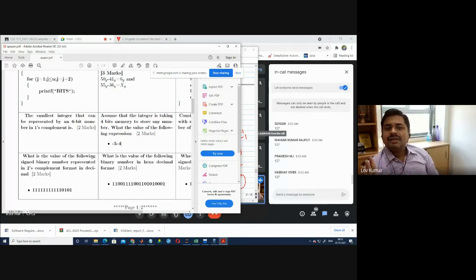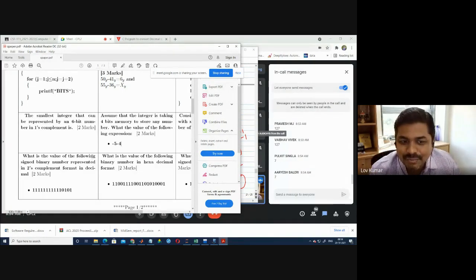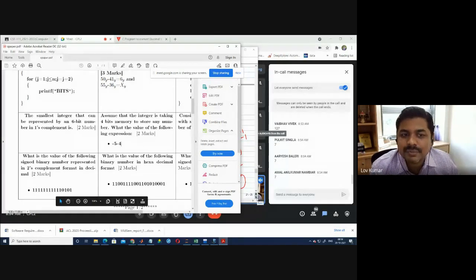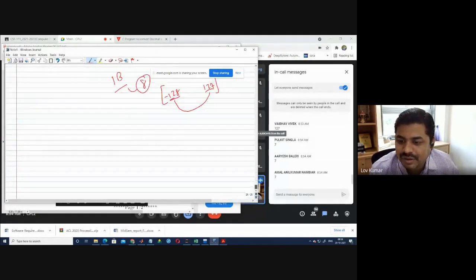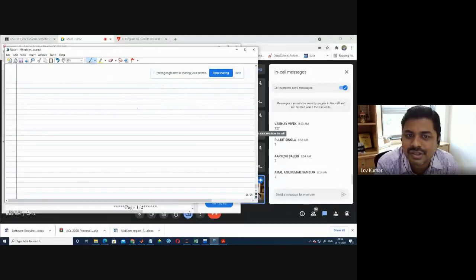Assume that the integer is taking 4 bytes of memory to store any number. If nothing is given, by default, this number is in 2s complement. So if this number is in 2s complement, and if you are using only a 4 bit number, what is the value of minus 5 minus 4? Anyone? Minus 5 in 4 bits representation, how to write minus 5?